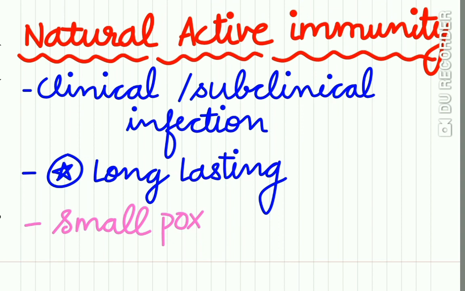Now, the natural active immunity is acquired by a natural subclinical or a clinical infection. So when there is a natural clinical or subclinical infection in an individual, he develops natural active immunity, and this immunity is very much long lasting. An example of this is that persons recovering from smallpox infection develop natural active immunity.